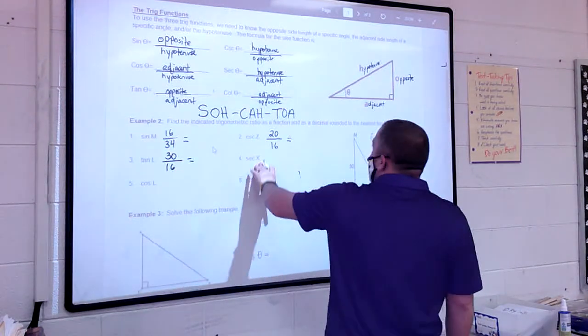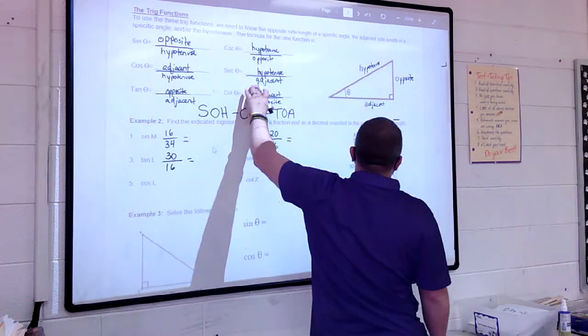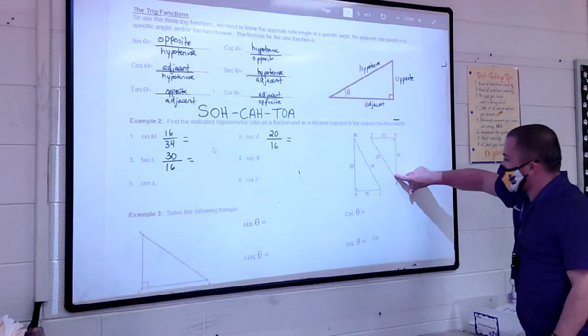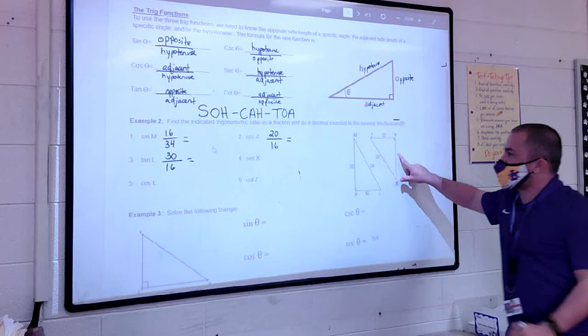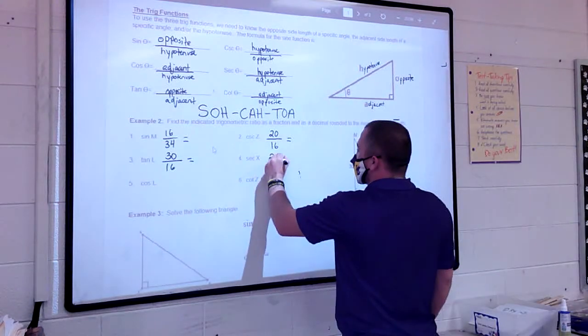Secant of X. Well, secant is hypotenuse over adjacent. So we look at X. The hypotenuse is 20. The adjacent is 16. So it's actually also 20 over 16.